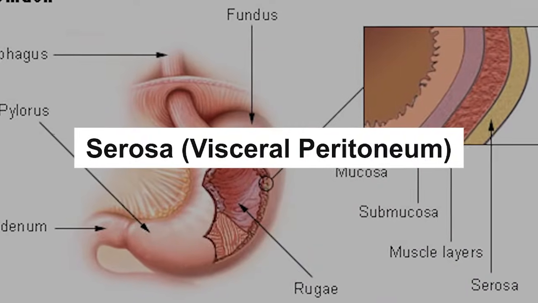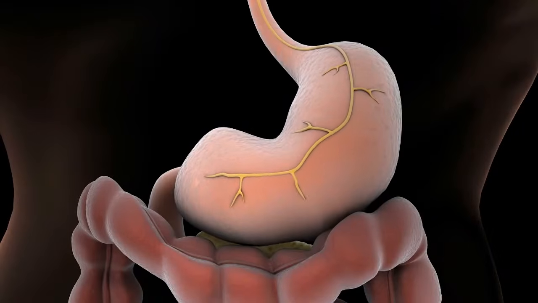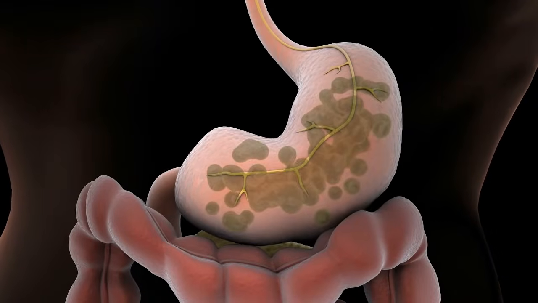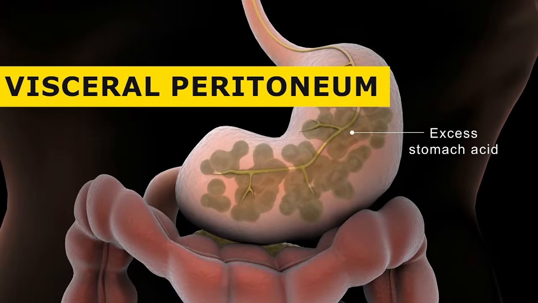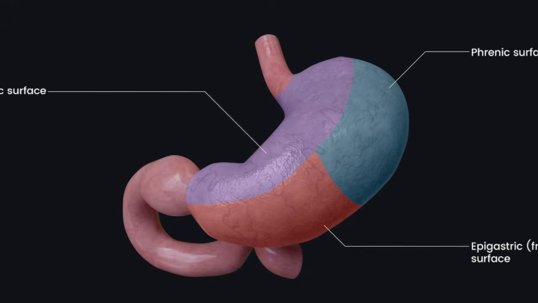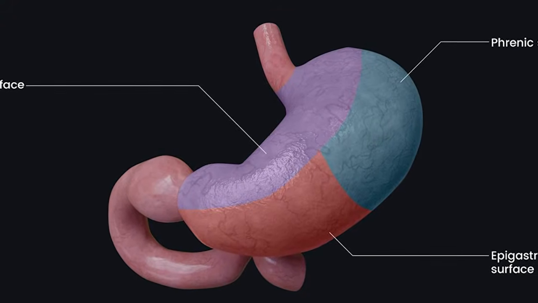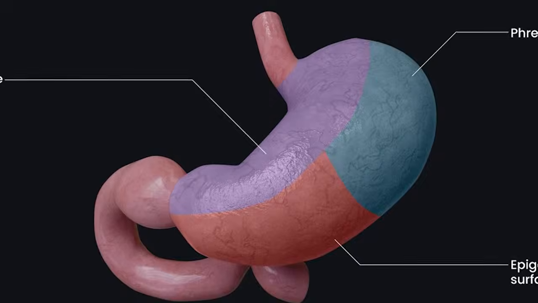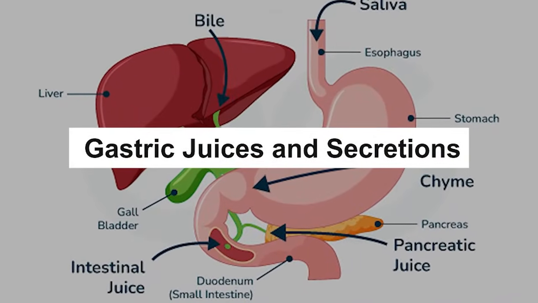Serosa, or visceral peritoneum. The outermost layer is the serosa, also known as the visceral peritoneum. It is a smooth membrane that covers the external surface of the stomach, reducing friction between the stomach and surrounding organs during movement.